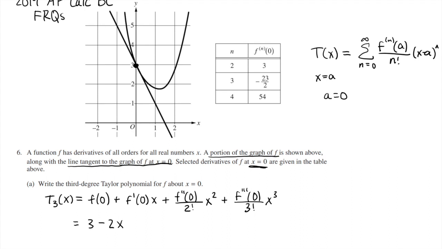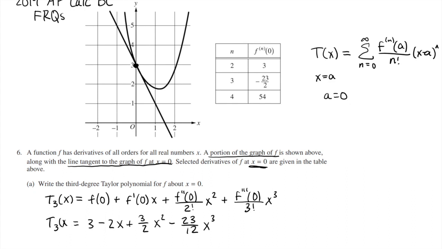Our second derivative at 0, they tell us in this table, is 3. So this is going to be 3 over 2 x squared. And our third derivative at 0 is this -23 over 2. So this is going to be minus 23 over 2, all over 3 factorial, which is 6. So that becomes -23 over 12 x to the third. And that is our answer for the degree 3 Taylor polynomial.